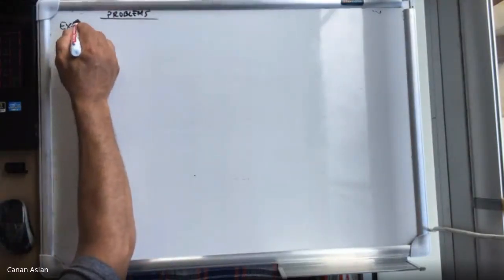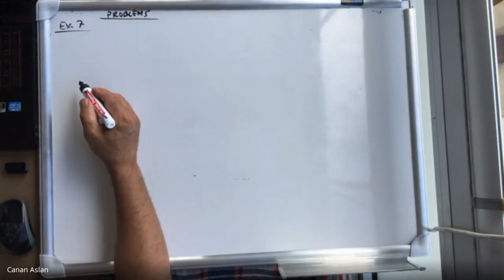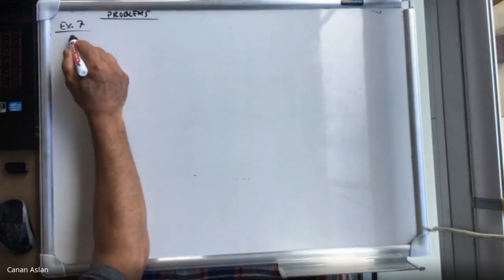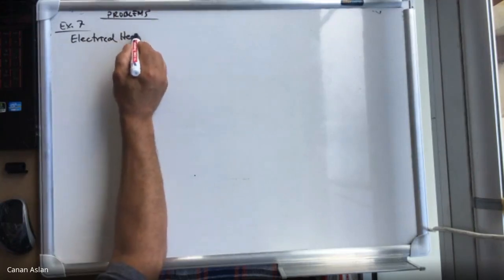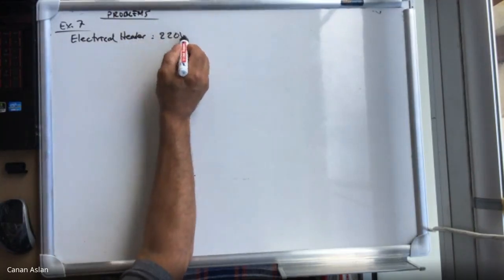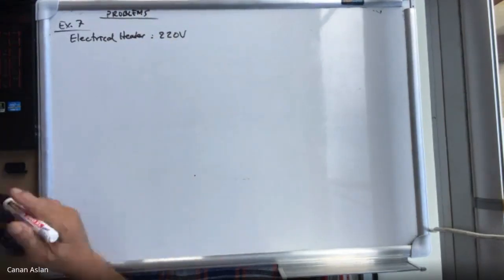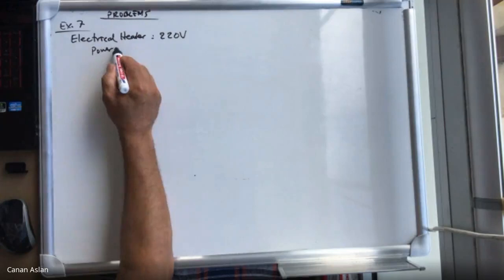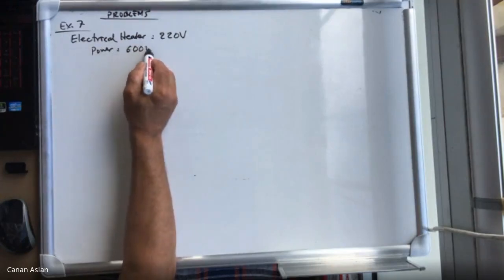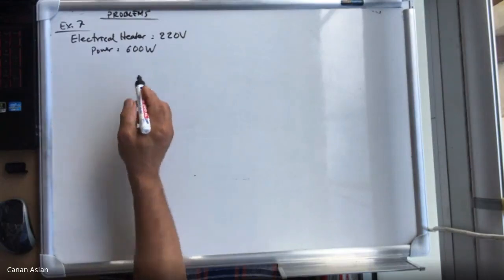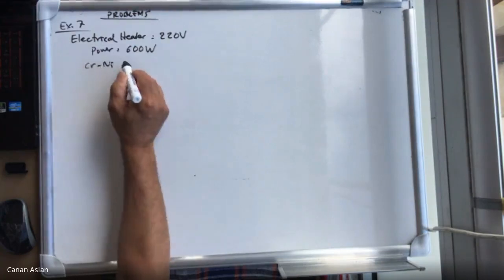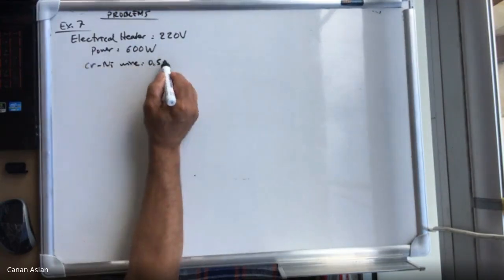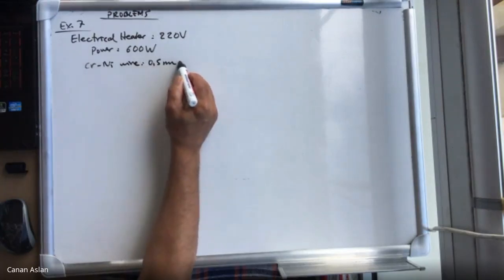This is example 7. In this example, we would like to make an electric heating coil, an electrical heater, from 220 volts from the line voltage. And the power of this heater is assumed to be 600 watts. And from this, we will use chrome nickel wire of 0.5 millimeter in diameter.